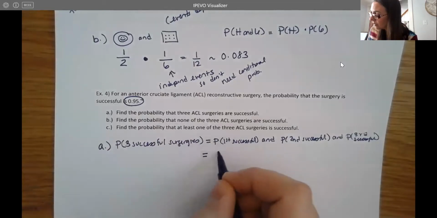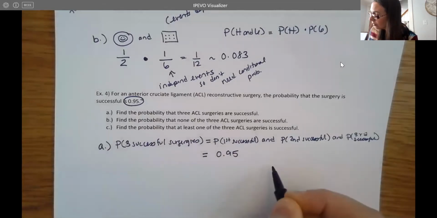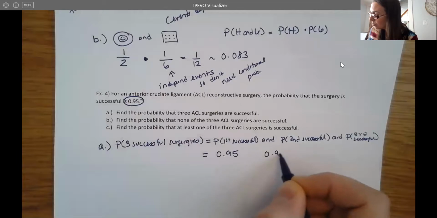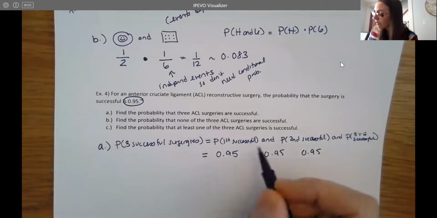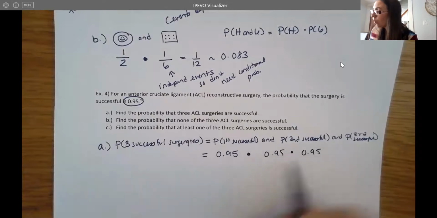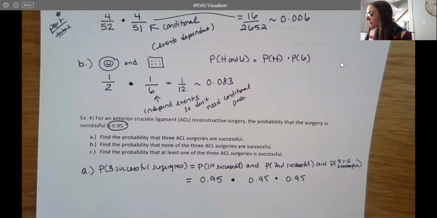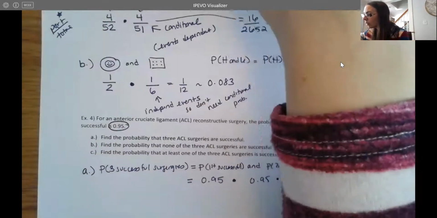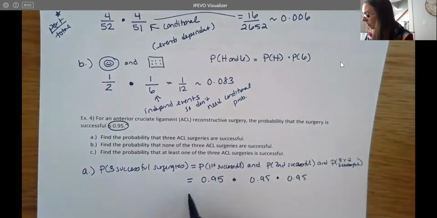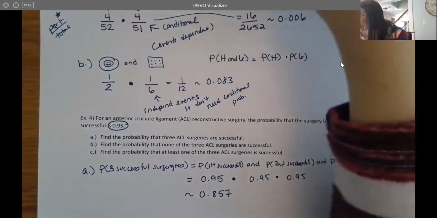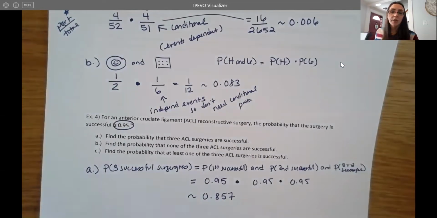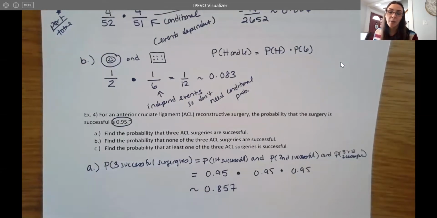So the probability of the first being successful is 0.95. Probability of the second being successful is 0.95. And the probability of the third being successful is 0.95. And because we have an and idea here, we're multiplying these together. All right, so what we get is about 0.857. So the chance that all 3 surgeries are successful is about 0.857. So about 85.7% chance that all 3 would be successful.